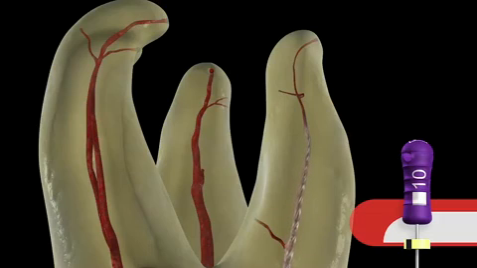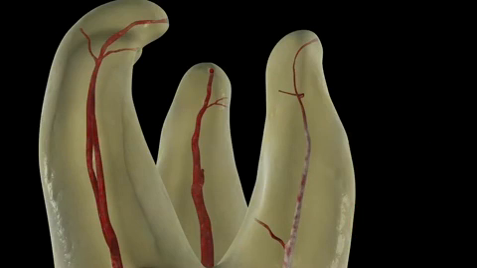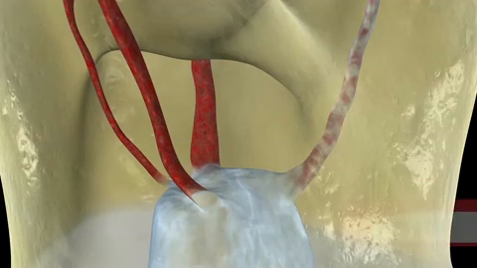Now move the file in little short amplitude strokes and begin to check to see if you in fact have a smooth reproducible glide path in this region of the canal. If you can confirm that, the canal is deemed secured and this is an opening for rotary instrumentation.